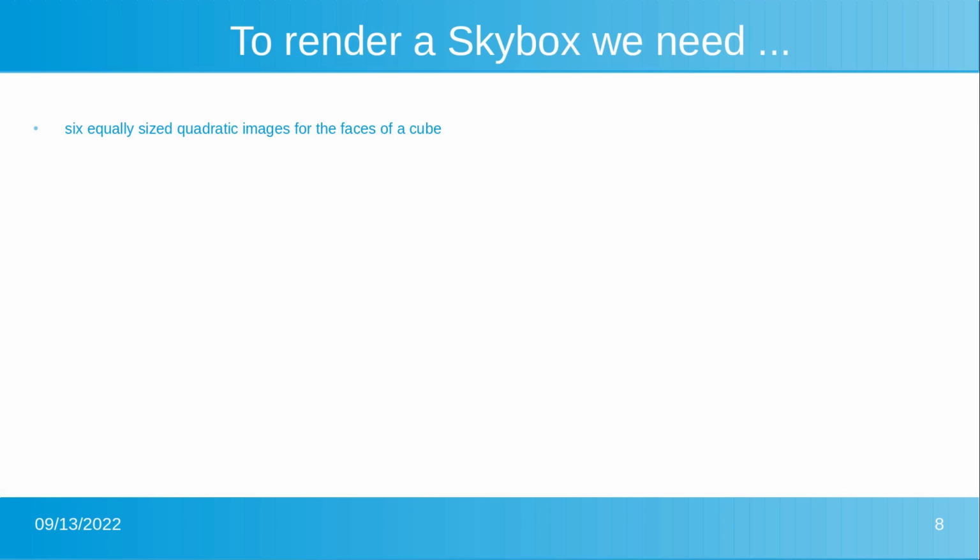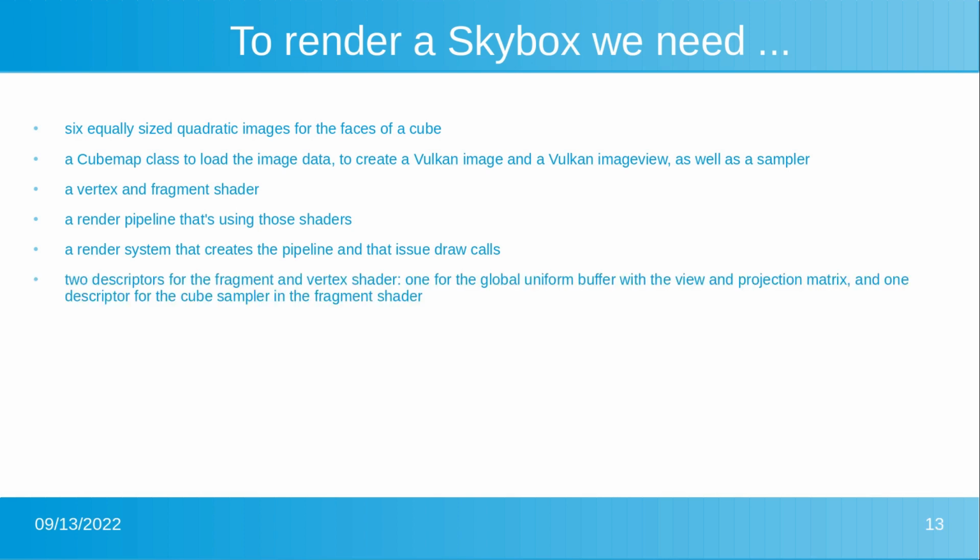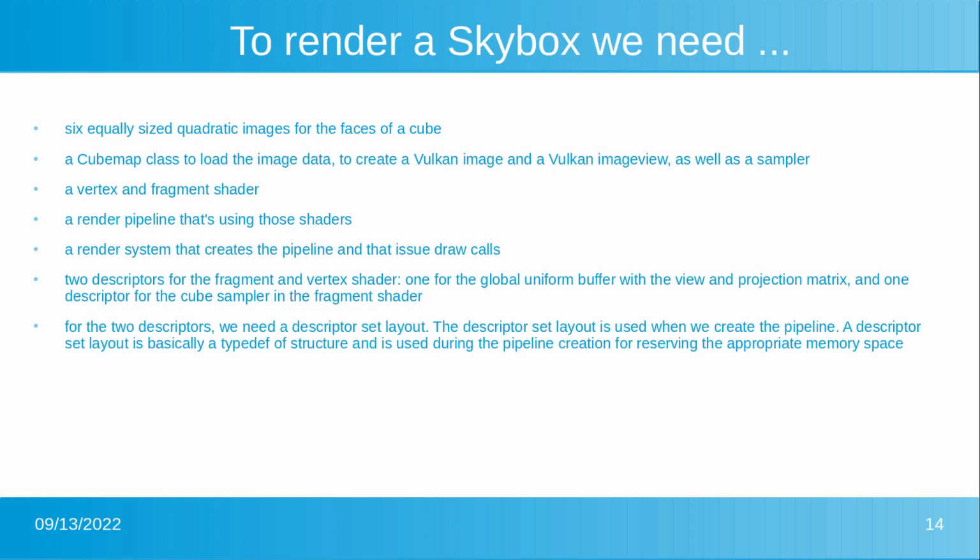To render a skybox, we need 6 equally sized quadratic images for the faces of a cube. A Cubemap class to load the image data, to create a Vulkan image and a Vulkan image view, as well as a sampler, a vertex and a fragment shader, a render pipeline that's using those shaders, a render system that creates the pipeline and that can issue draw calls. Then we need 2 descriptors for the fragment and vertex shader, one for the global uniform buffer with the view and projection matrix, and 1 descriptor for the cube sampler in the fragment shader.